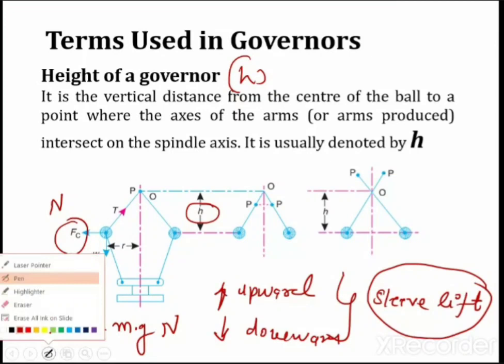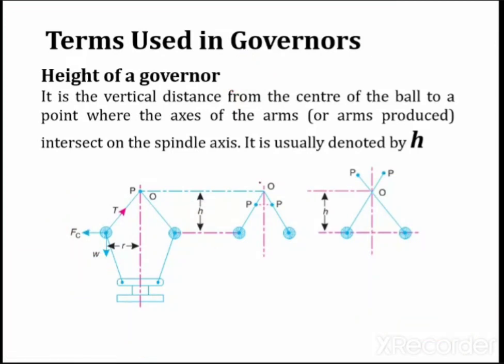Very, very important point. It is the vertical distance between the center of the ball, so this is the center of the balls, or you can say the fly masses, and the axis of the arms. Now you know, these are nothing but the arms. So these are nothing but the axes. They are meeting at a common point called O, or P, which is nothing but the pivot point, right?